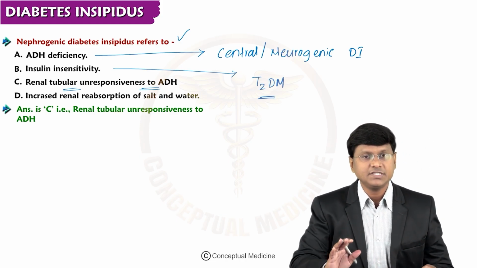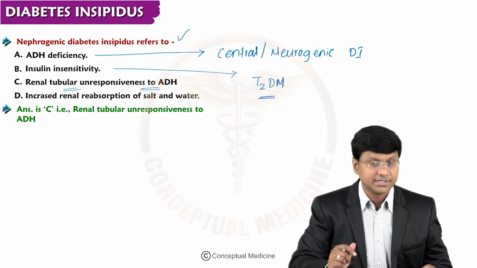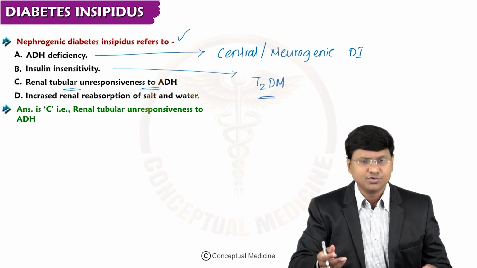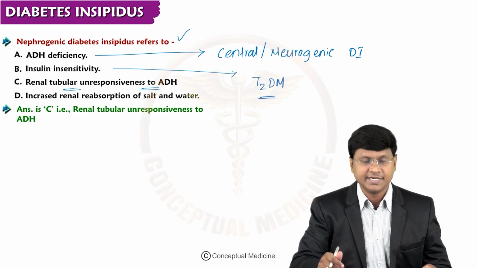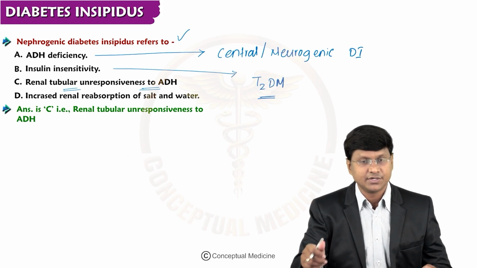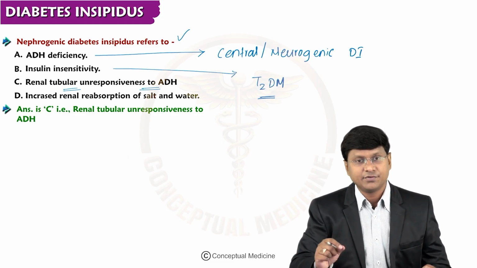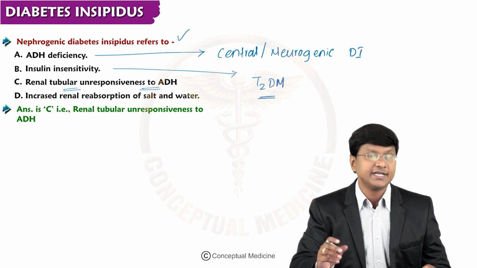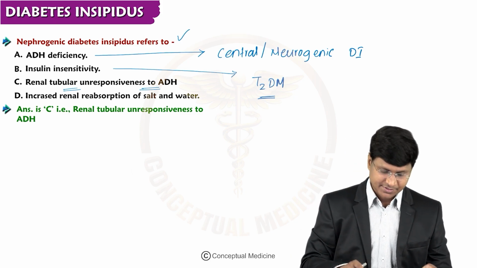Okay. Now, after having discussed the forms of diabetes insipidus, we have two more forms, primary and secondary diabetes insipidus, which I will discuss when I discuss the etiology subsequently. But before that, let me explain what the clinical features are in patients with diabetes insipidus.